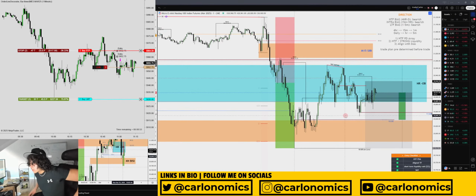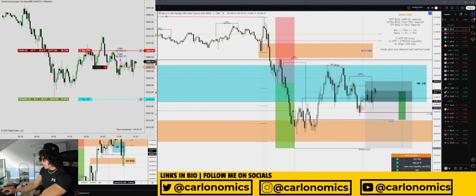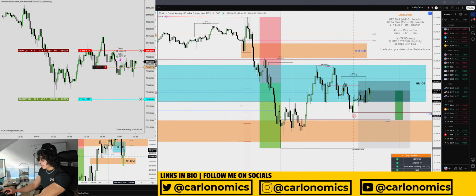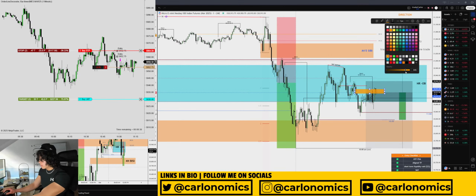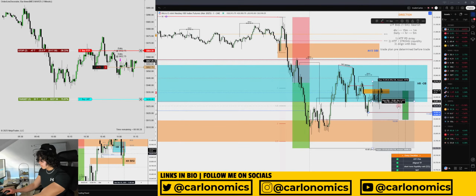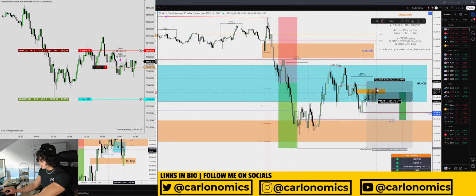Right now, we're just consolidating around this area. I mean, the trade idea behind this trade wasn't that bad either. It's just that we're consolidating pretty heavily around this area. So what I'm paying attention to is this 1 minute SIBI at this premium range, seeing if we're going to respect it, seeing if we're going to disrespect it.